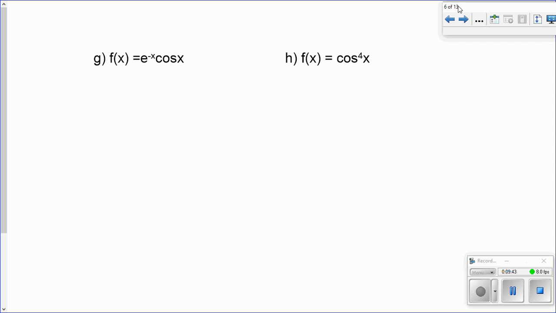We've got 2 more, g and h here. So e to the negative x multiplied by cos x. That is a product rule. So I've got 2 functions here.